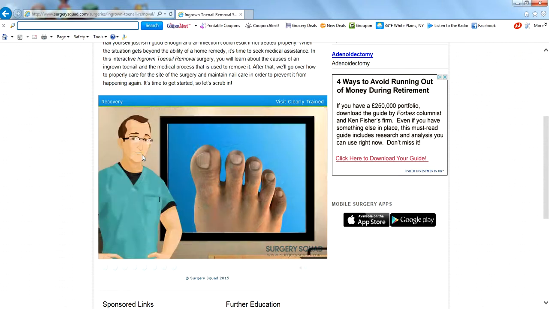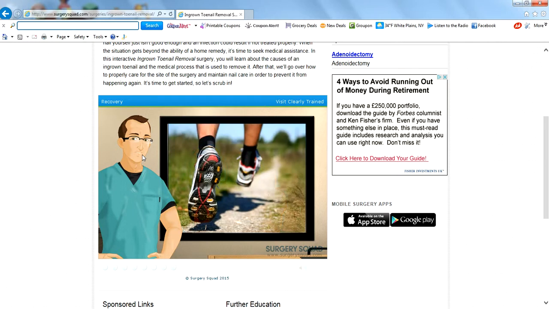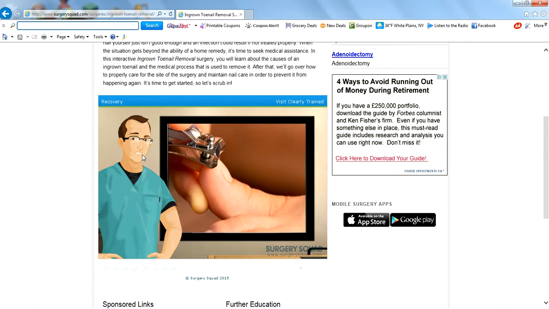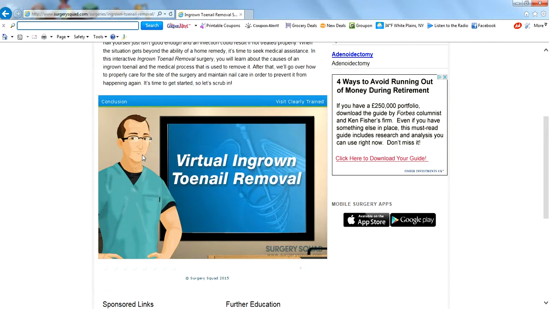While our patient's toenail isn't likely to regrow, his condition is likely to return if he doesn't take care of his feet. This includes wearing proper-fitting shoes, properly trimming his toenails, and keeping his feet clean and dry. And that's how we remove an ingrown toenail.